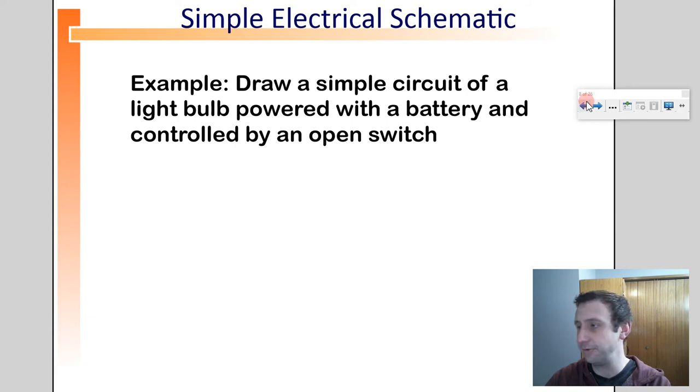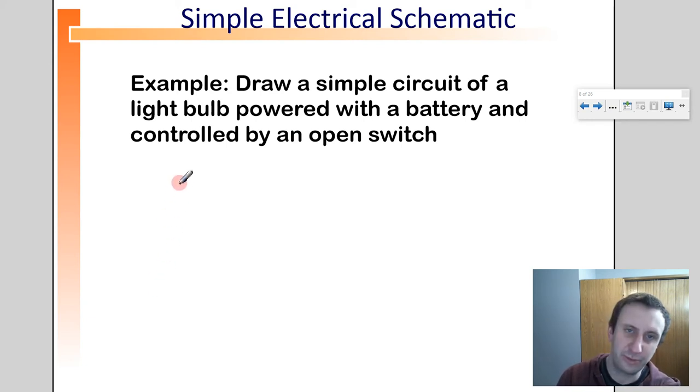So let's do an example together. I'm going to do this with the pen, which is a little bit of the lazy way, instead of using the line tool, which would be better. But I want to go through the process without it being a horribly long time, so I need to instead use the pen. So even though I said draw with a ruler, it's hard for me to do in this kind of environment, with the pen thing. So just pretend like all the lines are straight, please. So draw a simple circuit of a light bulb powered with a battery and controlled by an open switch.